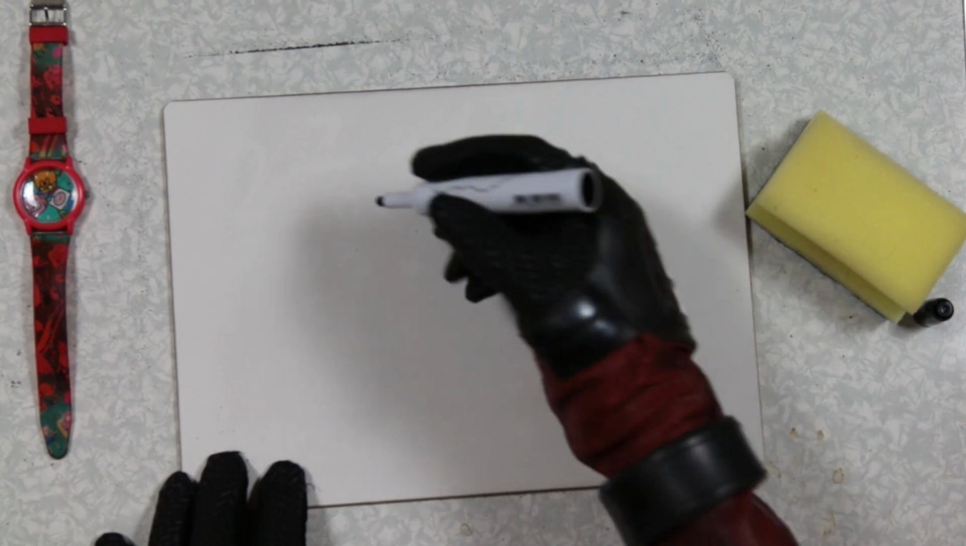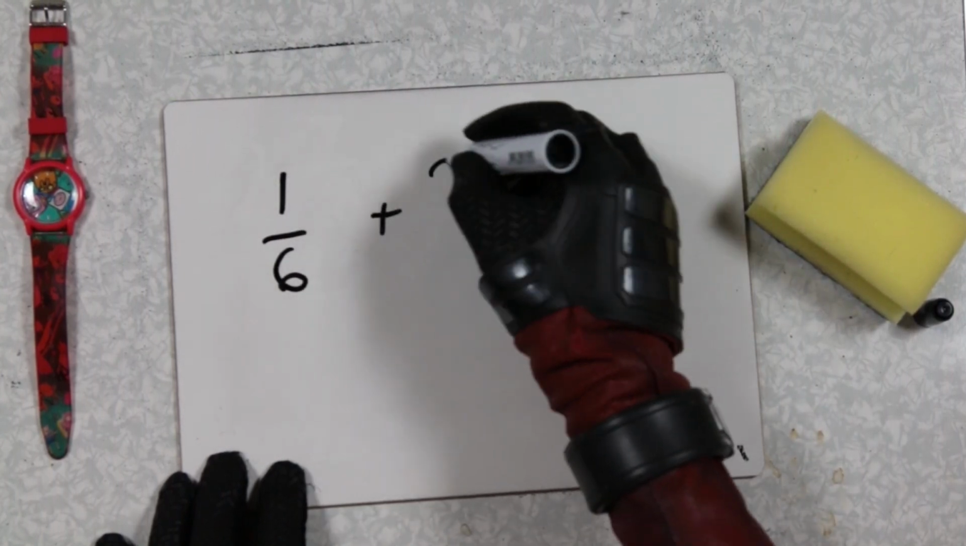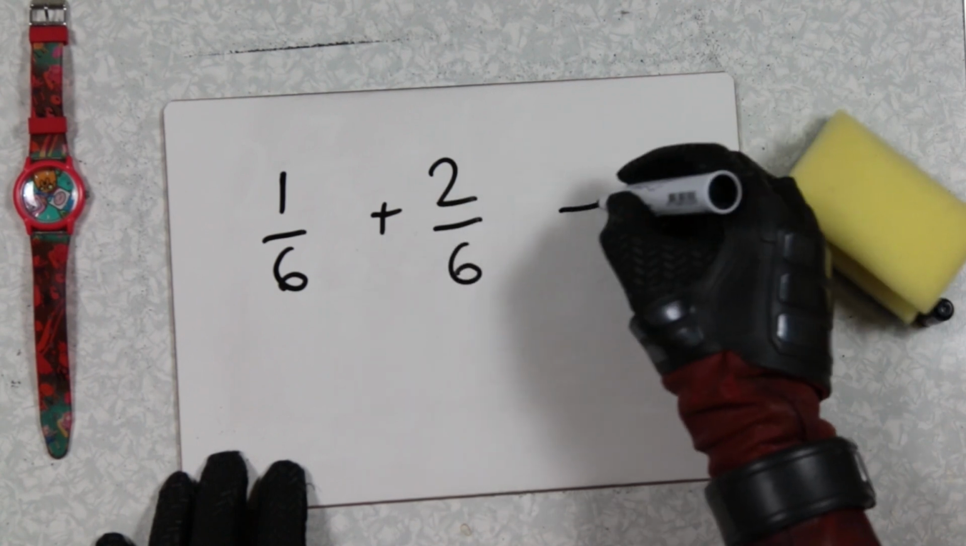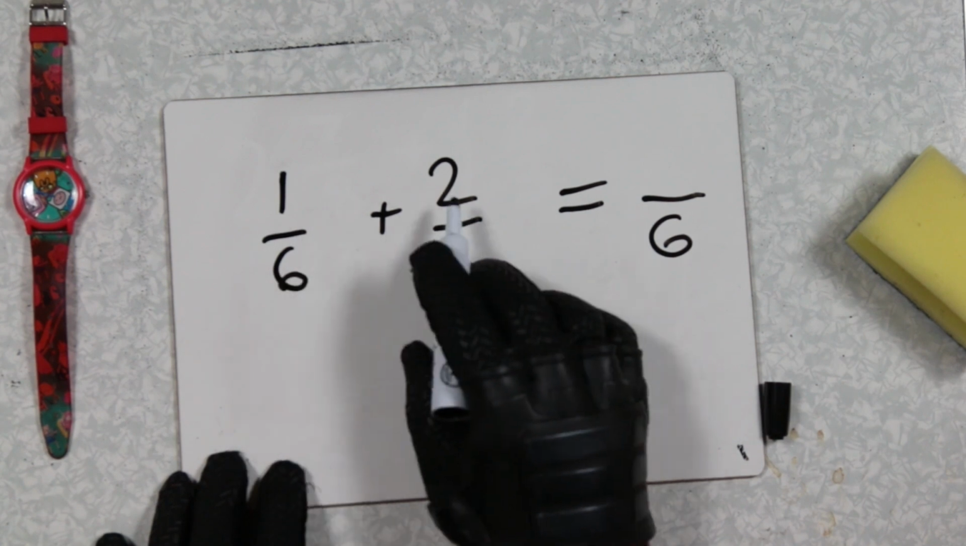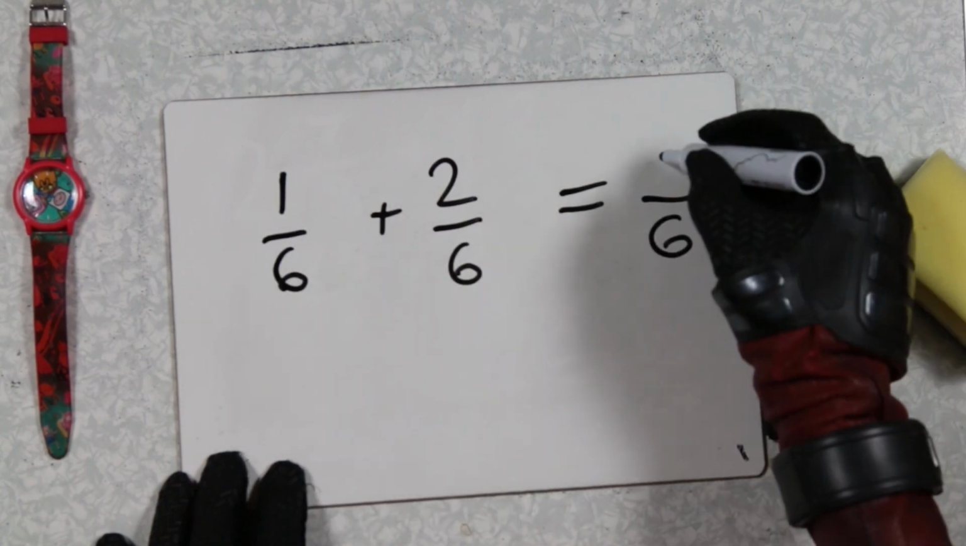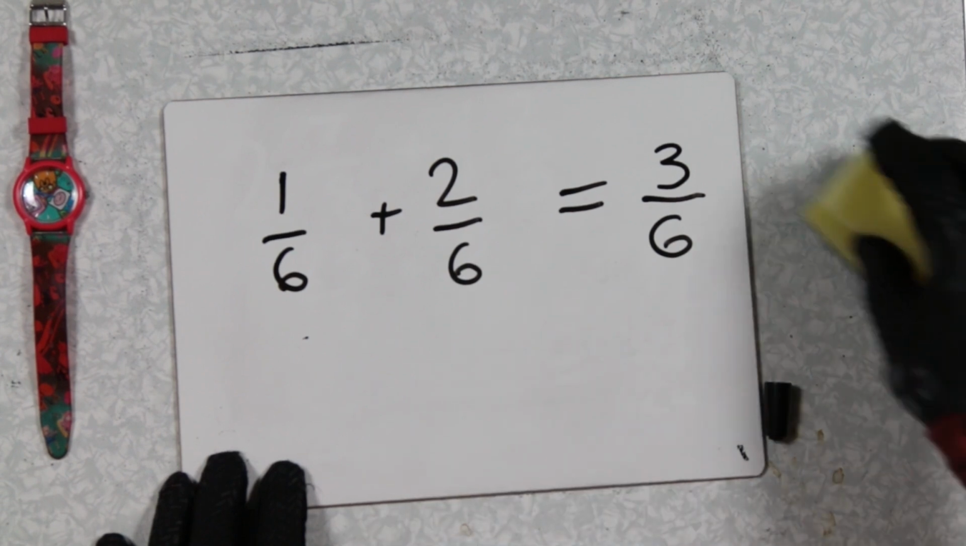Like fractions have the same denominator. So say we have 1/6 plus 2/6. Because the denominators are the same, it's easy. We just add the numerators. 1 plus 2 is 3. 1/6 plus 2/6 is 3/6.